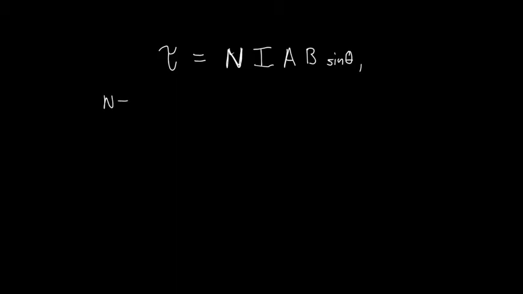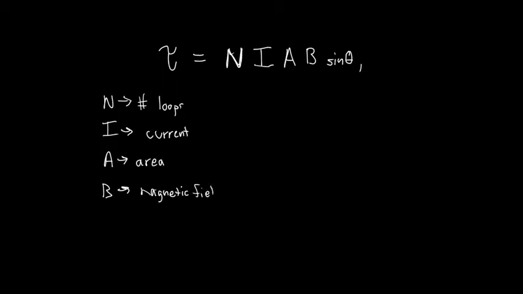So let's write down what all these variables are. N is the number of loops. I is the current. A is area. And B is magnetic field. And theta is the angle between area of the loop. Again, we're going to put that in quotation marks because area of the loop, what does direction of area actually mean? And a B field.